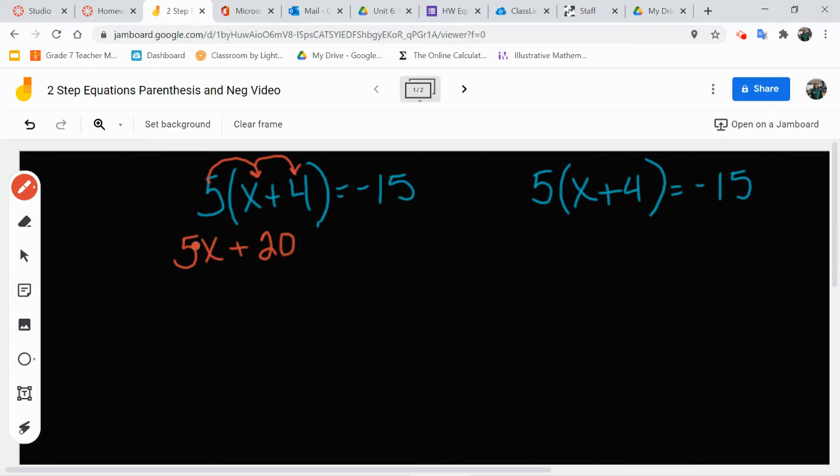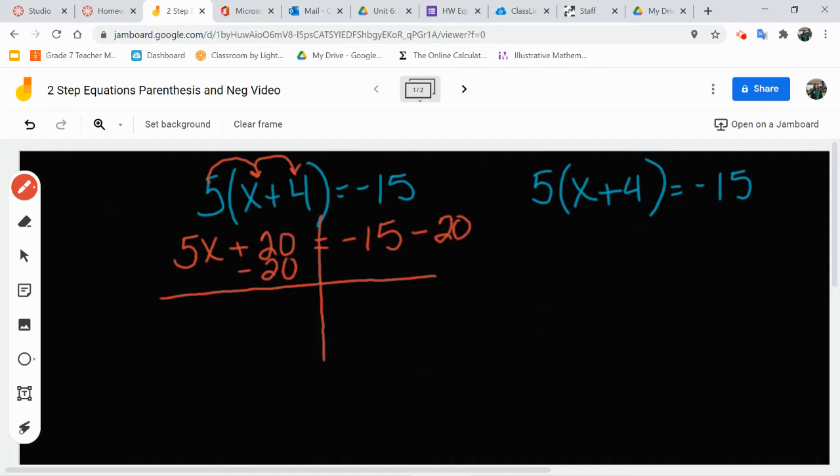Don't forget to multiply it to everything. A lot of people forget the second part. All right, equals negative 15. We no longer have parentheses. We now have a two-step equation to solve. Just like before, our first step when we're solving a two-step equation is to go ahead and move the constant. Okay, so we're going to do the opposite of add, which is subtract 20 to both sides of the equation.